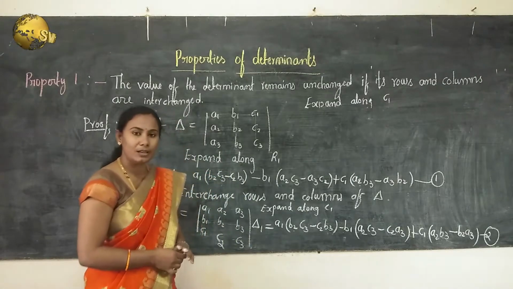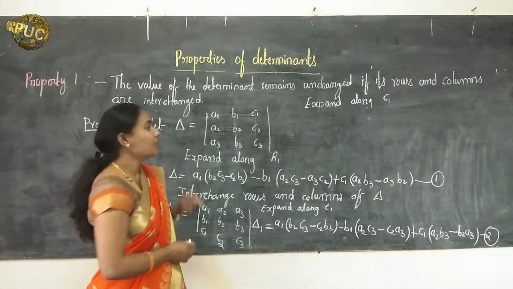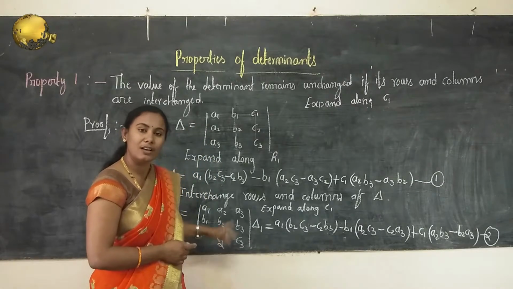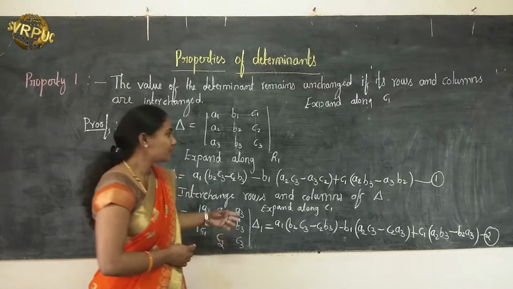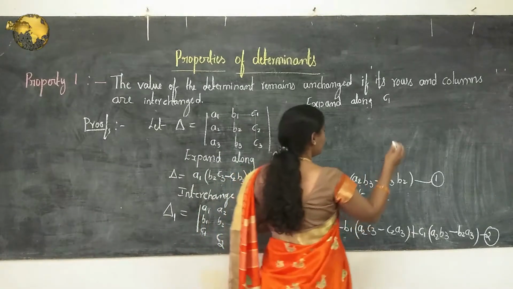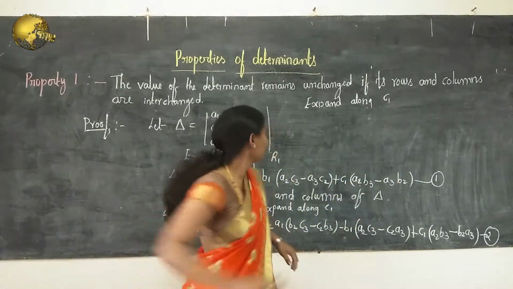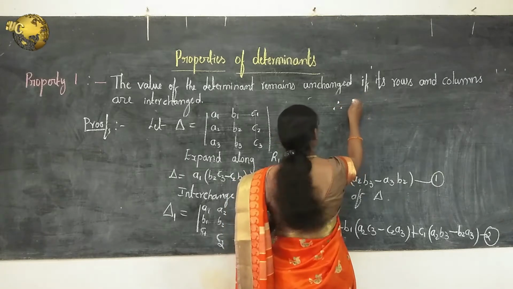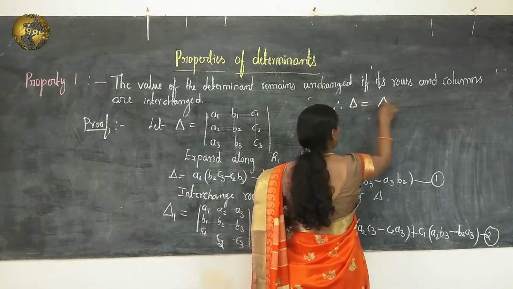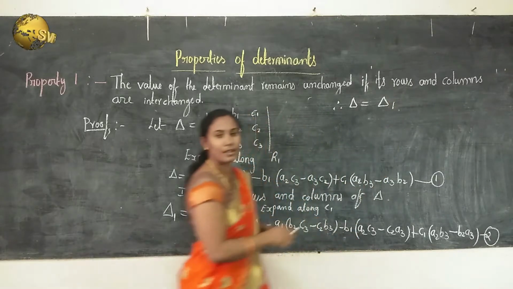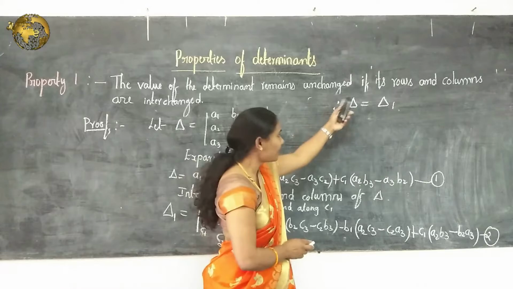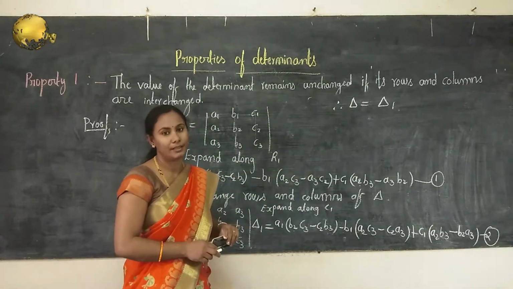The meaning of that is, if we interchange the rows and columns of delta, we will get the same value for delta 1 also. Yes, so we can conclude that. Therefore, we get delta is equal to delta 1. Hence, we can say that the value of the determinant remains unchanged if rows and columns are interchanged.